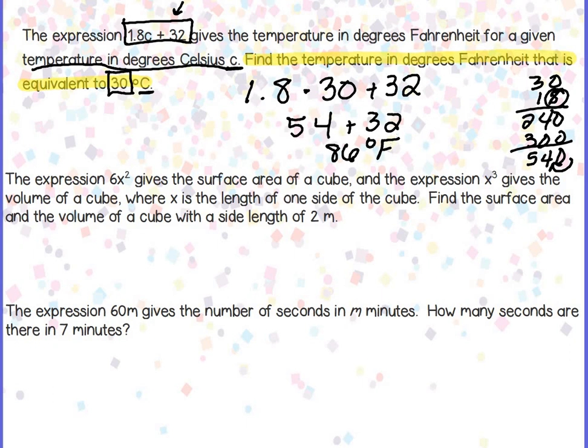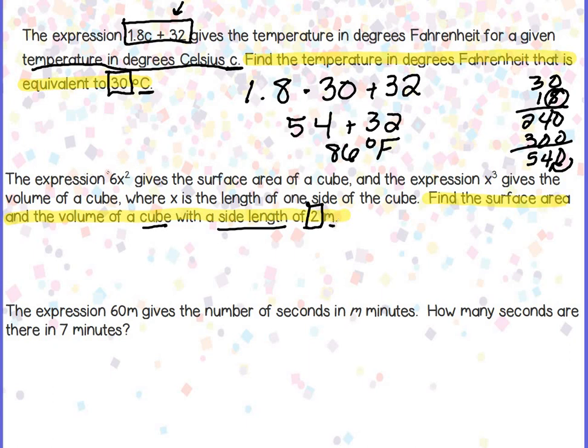Okay, so it works exactly the same. It's just a matter of finding the pieces to your puzzle inside your expression. Here, the question asks us to find the surface area and the volume of a cube with the side length of 2 meters. It's important to note that it's a cube because we know that cubes have square faces, and squares have all equal sides. So I only need one side length, and that side length is 2 meters.